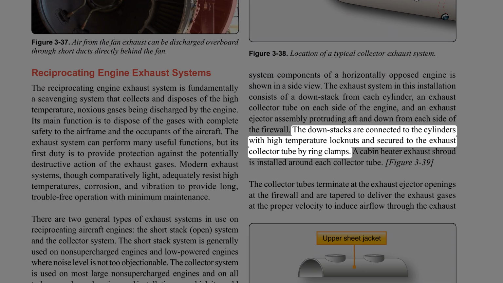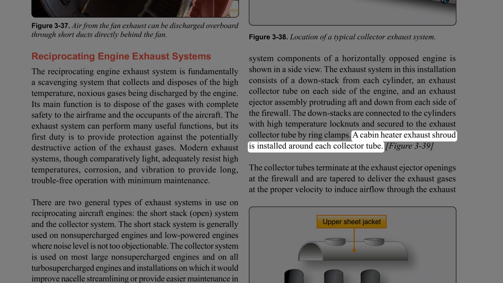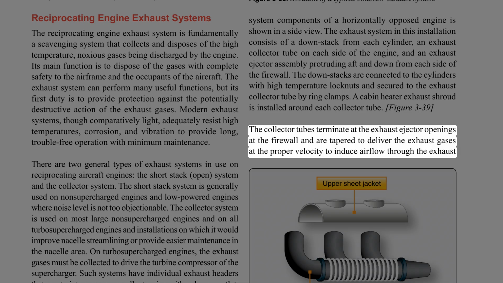The down stacks are connected to the cylinders with high-temperature lock nuts and secured to the exhaust collector tube by ring clamps. A cabin heater exhaust shroud is installed around each collector tube. The collector tubes terminate at the exhaust ejector openings at the firewall and are tapered to deliver the exhaust gases at the proper velocity to induce airflow through the exhaust. Ejectors.